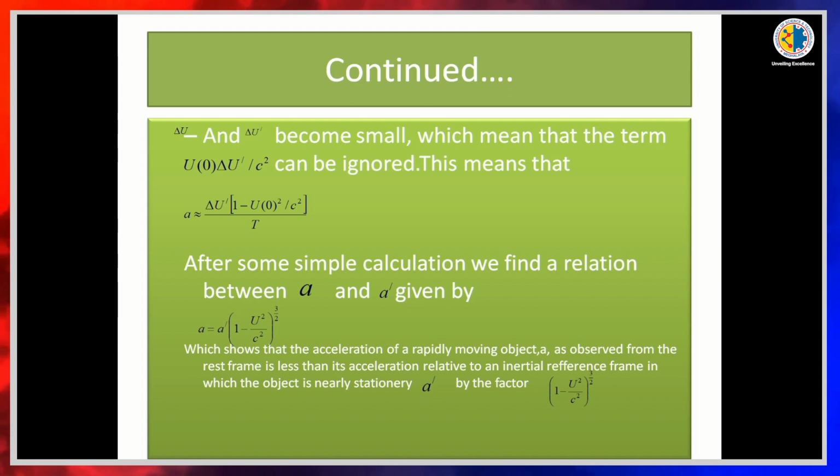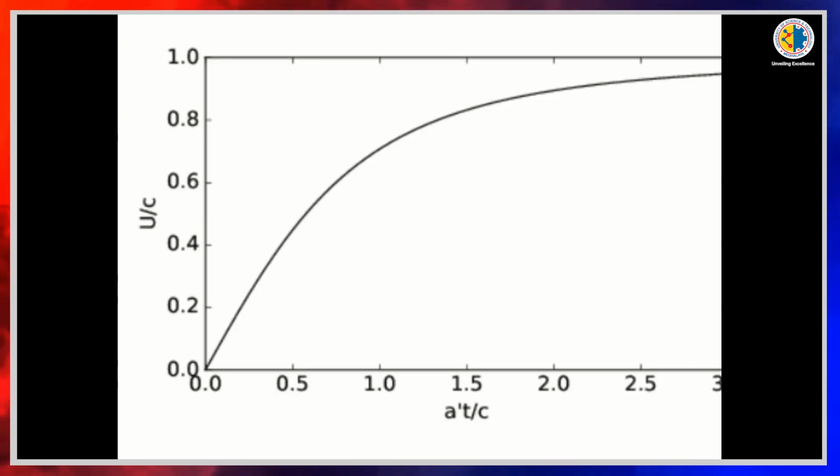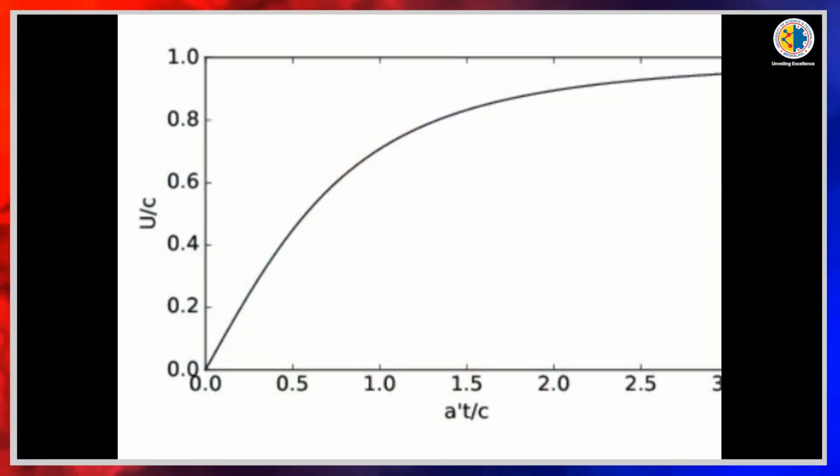This shows that the acceleration of a rapidly moving object as observed from the rest frame is less than its acceleration relative to the inertial reference frame in which the object is nearly stationary, a dash, by the factor (1 minus u square by c square) to the power 3 by 2. So, this is the graph of a dash t divided by c. a is the acceleration, a dash is the acceleration with respect to the S dash frame, t is time, c is the speed of light, and u by c is the velocity divided by the speed of light.